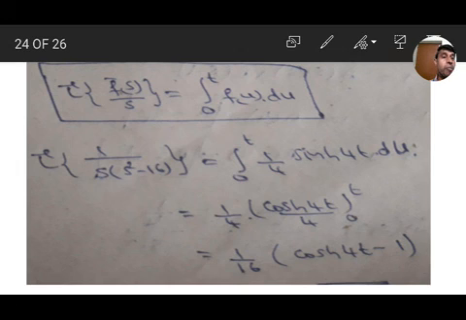And for f bar s by s, if L inverse of f bar s equals f of t, then L inverse of f bar s by s equals integration 0 to t f of u du. If it is s square, L inverse of f bar s by s square equals the double integration from 0 to t of f of u du. Okay, we discussed the theory formulas for s into f bar s and f bar s by s, and problems.